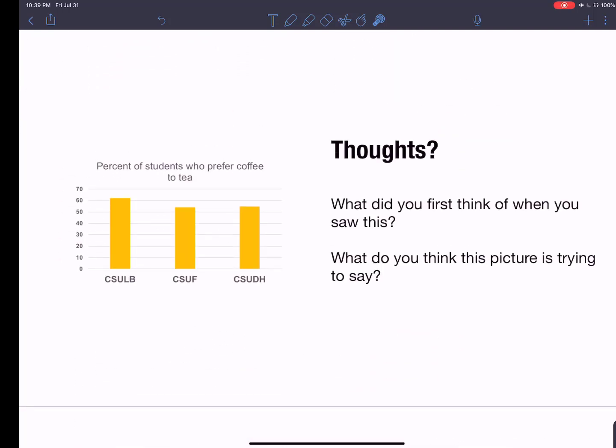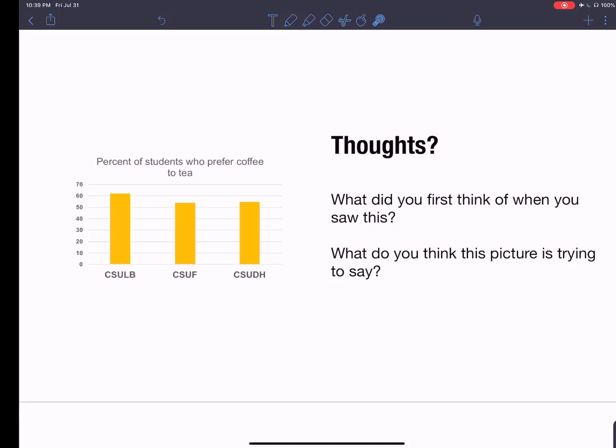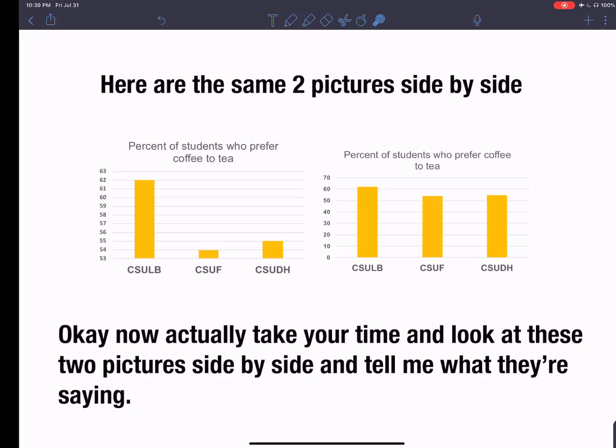Boom. This is also the percent of students who prefer coffee to tea, CSULB, CSUF, and Dominguez Hills. So now, ready? What did you first think of when you saw this? What do you think this picture is trying to say? Got it? Gut feelings aside? All right, here are the same two pictures side by side.